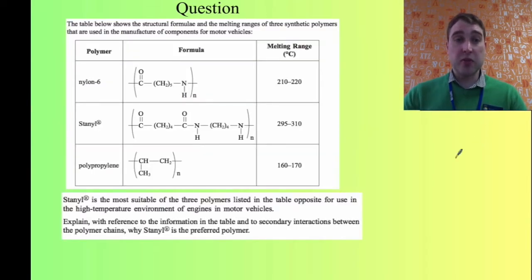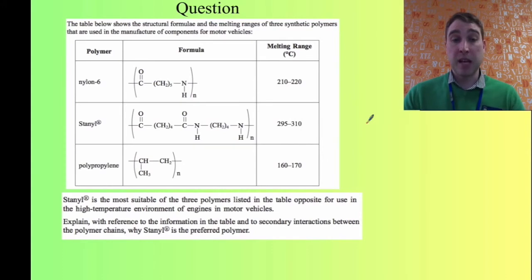The last question here, we've got a table. It shows us the structural formula of several polymers. It's also got our melting point range for several polymers. The question says, explain with reference to the information in the table and to secondary interactions between the polymer chains why stanol is a preferred polymer for use in the engines of motor vehicles. If we look at stanol, the first thing I'm going to say is it's got the highest melting range of any of the polymers, which makes it suitable for use in conditions where there's high temperatures, for example in the engine bay.